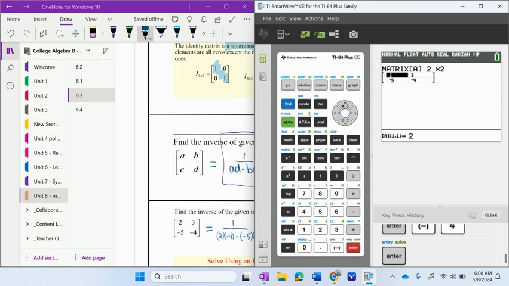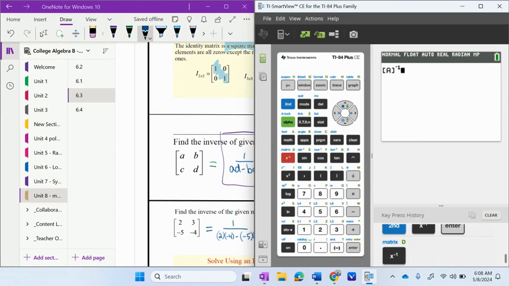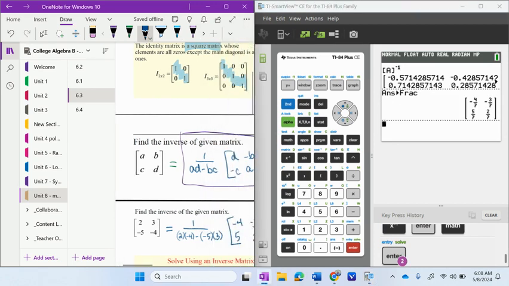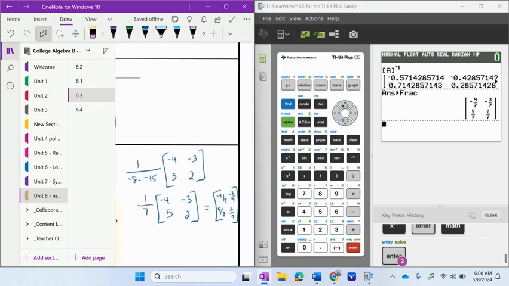Then do your second mode, second quit. Bring up your matrix key again. Enter on the A. And then hit your raised X to the negative 1 button on the left. Hit enter. Notice it's in fractions, so make those not fractions by hitting math, fractions, enter. And that's what we came up with. Double check. So negative 4/7, negative 3/7, 5/7, and 2/7. But you'll have to show all the steps on the test, so keep that in mind.